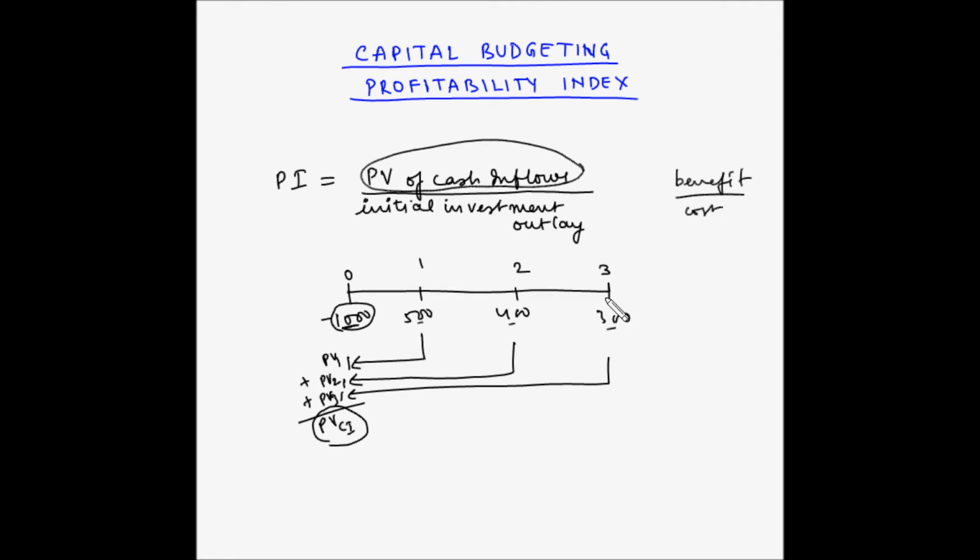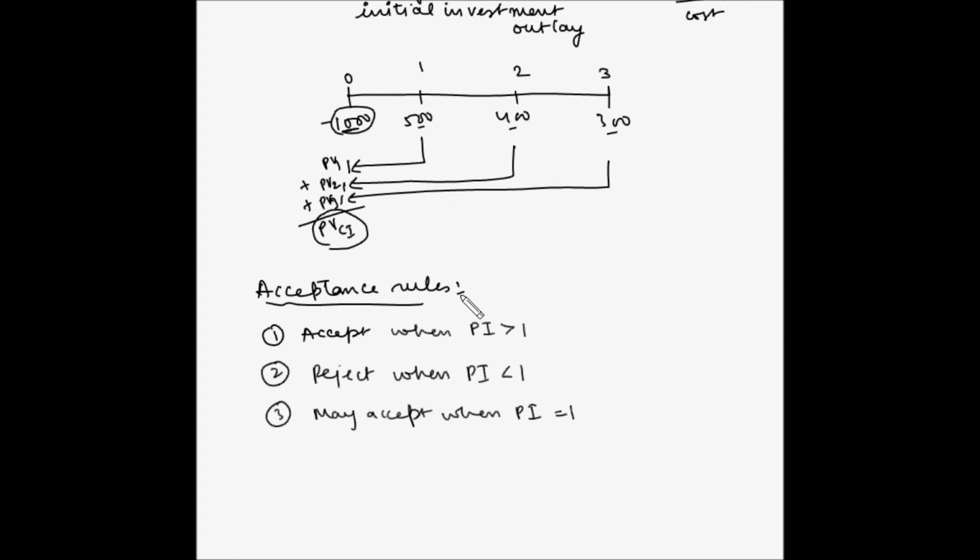So since we would prefer to execute projects where the benefits are more than the cost, the acceptance rules become: accept the project when profitability index is greater than 1, reject the project when profitability index is less than 1, and may accept when profitability index is equal to 1.